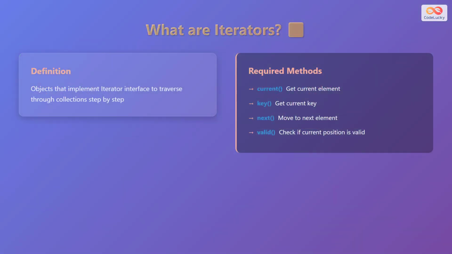Now let's discuss iterators. Iterators are objects that implement the iterator interface to traverse through collections step by step. This interface requires implementing several methods, including current, key, next, and valid. The current method is used to get the current element in the collection. The key method is used to get the current key. The next method is used to move to the next element in the collection, and the valid method is used to check if the current position is valid.